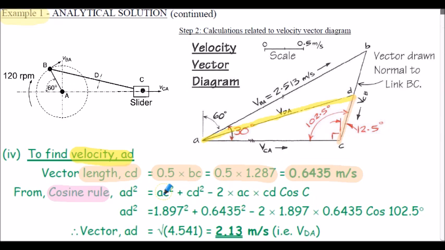So from the cosine rule, AD squared is equal to AC squared, this is vector AC, plus CD squared minus 2 multiplied by AC multiplied by CD multiplied by the cos of angle C here.